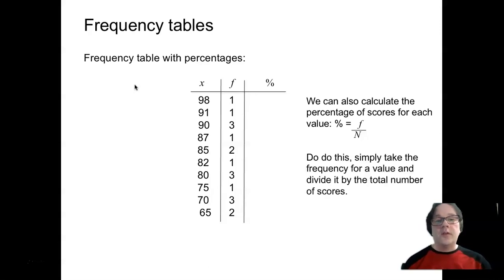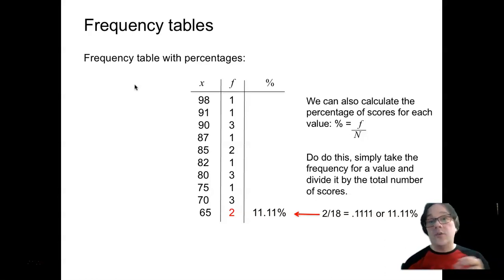To do this, simply take the frequency for a value and divide it by the total number of scores, as I just said. In this case, the percentage of scores that 65 represents is 11.11. How do I know that? Well, there are two 65s in our data set. That's the frequency.